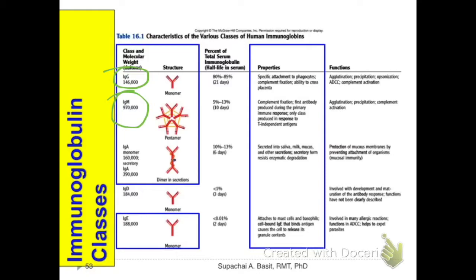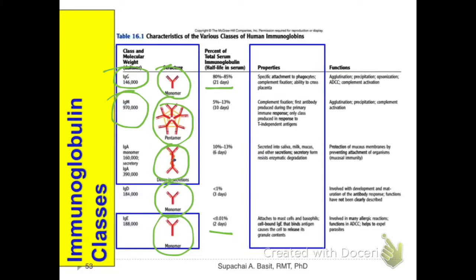There are 3 monomers: IgG, IgD, and IgE. Pentamer, IgM. Dimer, IgA. Only the pentamer and the dimer would have the J chain. J stands for joining. In terms of half-life, the one that could last longer is IgG, 21 days. The one that is the most short-lived is IgE, 2 days.